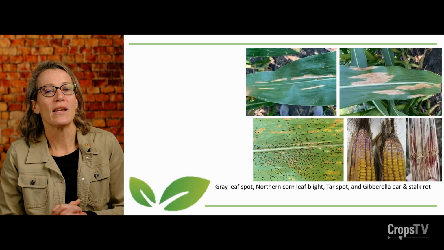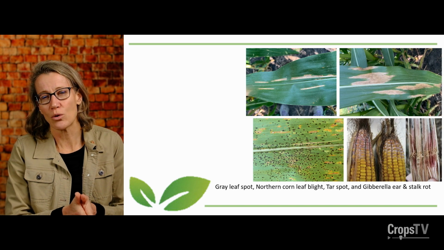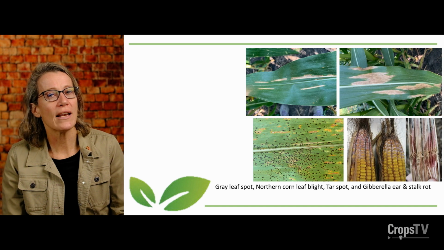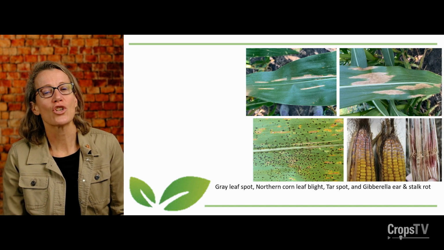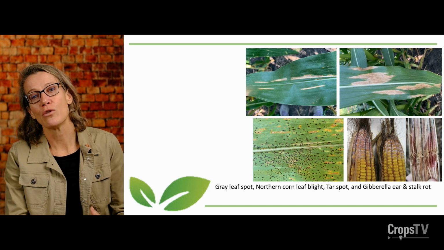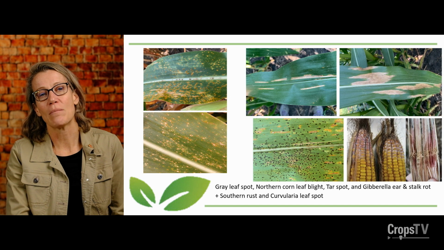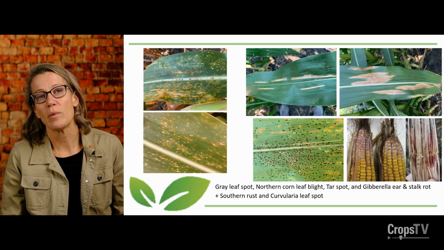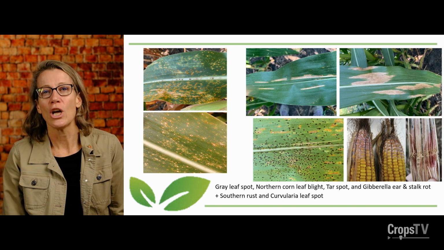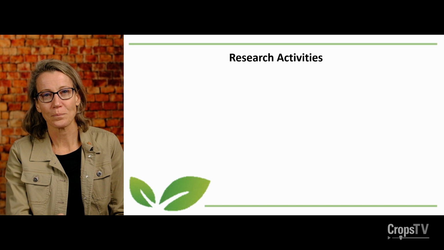So what we've been looking at, this started really in 2020. And so the last 3 years, we've been focused on gray leaf spot, northern corn leaf blight, tar spot, and also Gibberella ear and stalk rot, with a view to predicting vomitoxin. But in the next couple of years, we're going to be looking at southern rust, and then also Curvularia leaf spot, which is a big problem down in the southern US.